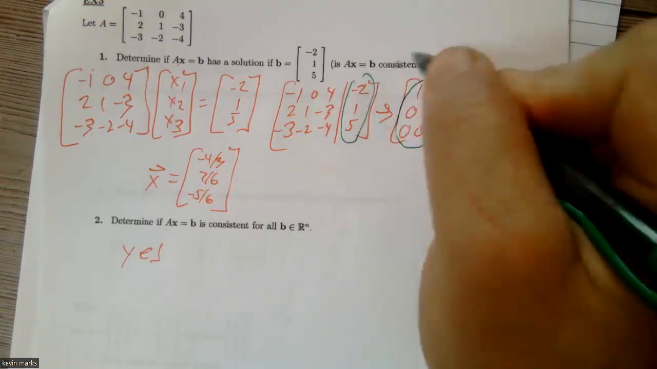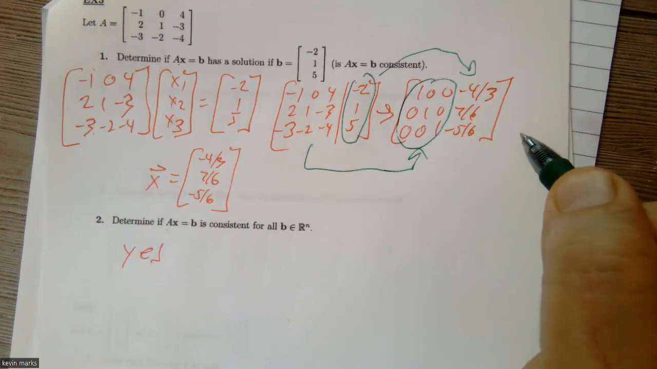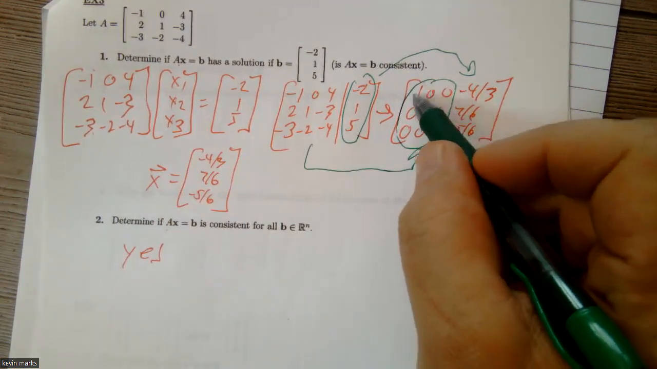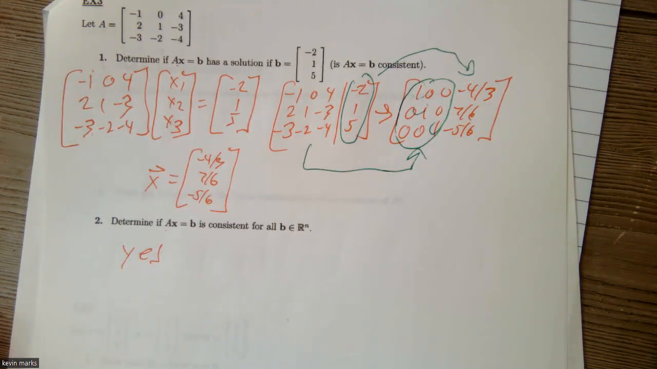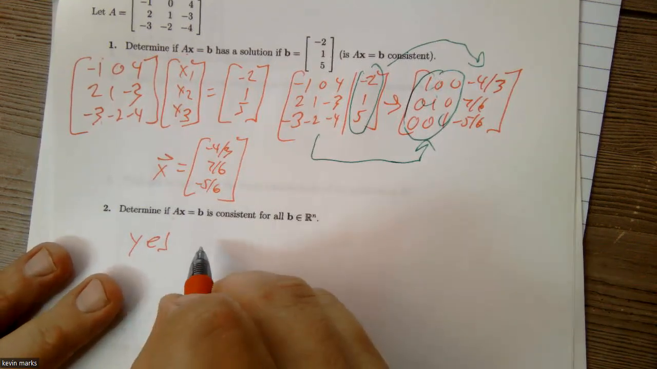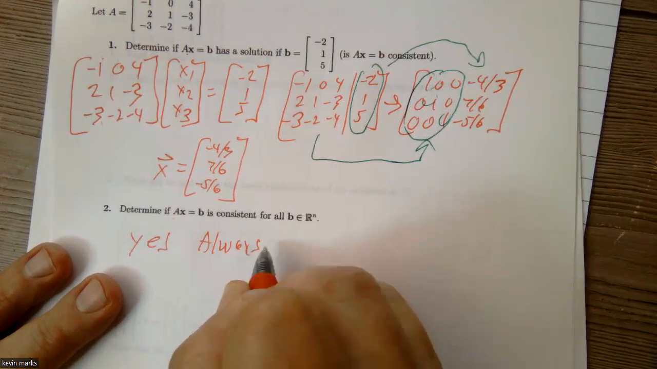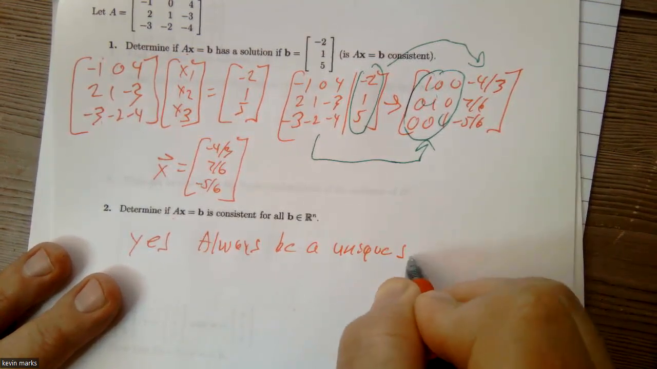No matter what B I do here, it's going to change this, sure. But the A is never going to change, right? This is always going to row reduce to this. And all of these are pivots. So that means you will always end up with a unique solution. And that's a good point to make. Yes, there will always be a unique solution as well.